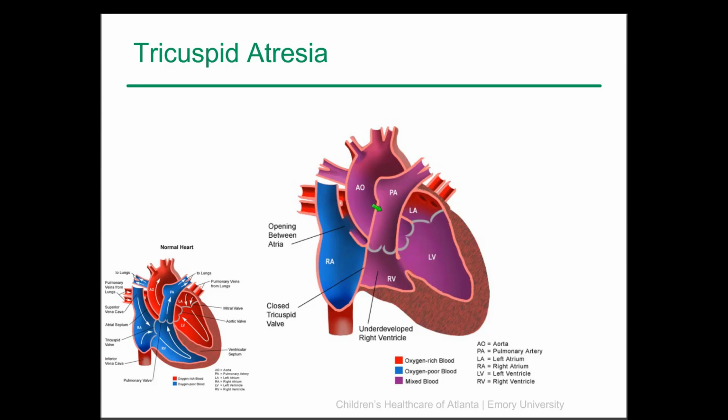Blood that goes out the aorta will go to the rest of the body. Blood that goes out the pulmonary artery will go to the lungs and then come back oxygenated. And then here we'll mix with all that blood coming back from the IVC and SVC crossing the atrial septum.